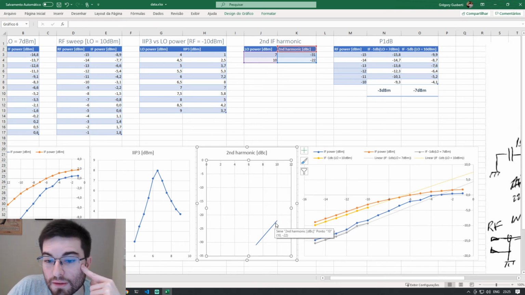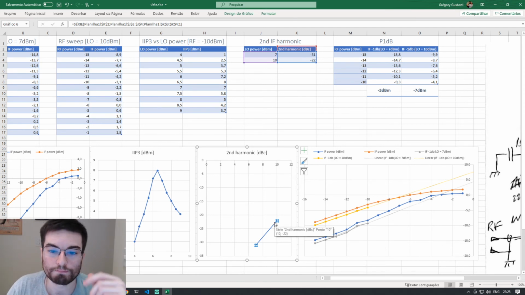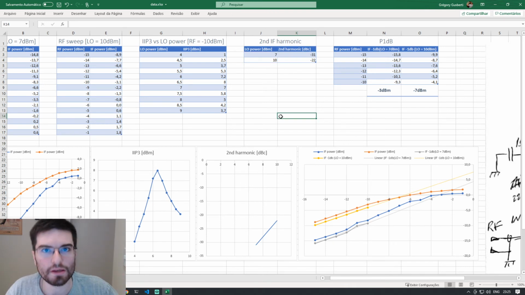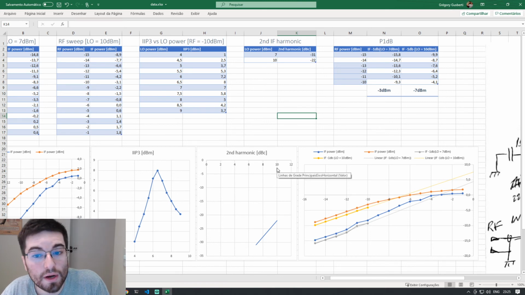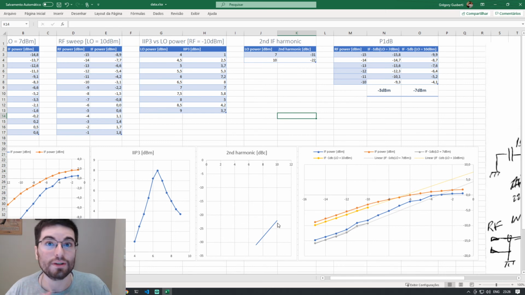So we can say here that as the second harmonic is increased, and as this second harmonic is a spurious frequency, the spurious-free dynamic range decreased. So now we will work with more power at the LO. We're going to work with a mixer that has less dynamic range because the harmonics, the frequency content we don't want, will be higher.